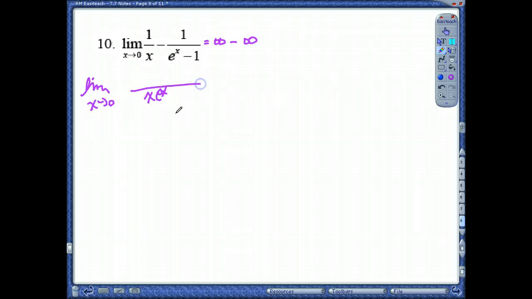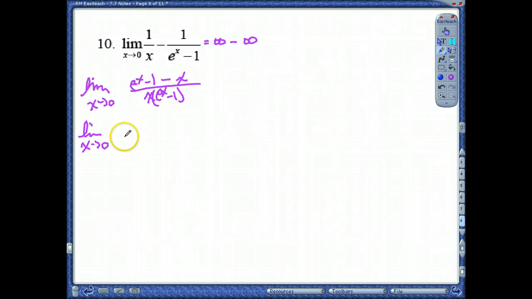So you can see a lot of product rules coming your way. That's going to give you e to the x minus 1 minus x. Okay, and then we are ready to, oh, oopsie, there we go. Sorry about that. Okay, so we've got x, e to the x minus 1.